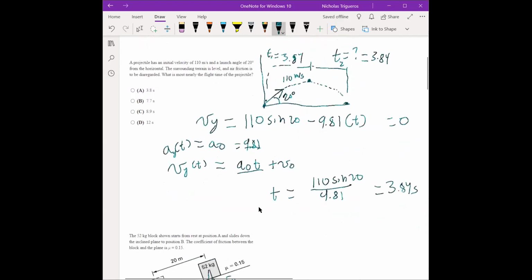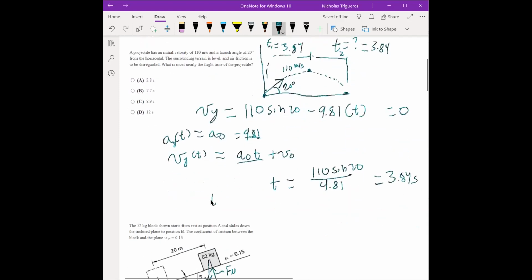And you'd be correct on that. That's exactly how it is. So the total time it takes is going to be 2 times 3.84, which is about 7.67 seconds. I say 7.7.